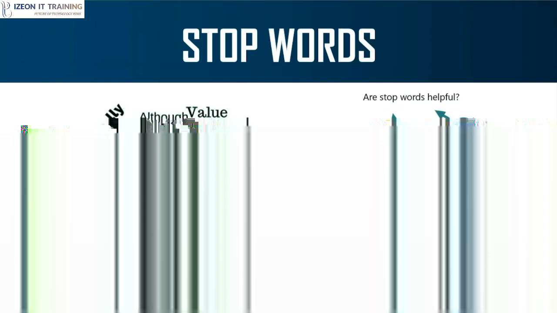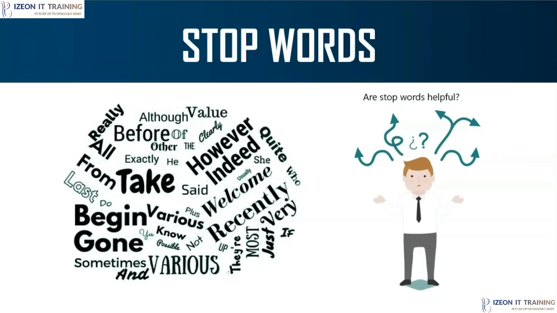Stop words are how, to, begin, gone, various, and the. All of these are stop words. They are not necessarily important to understand the importance of the sentence. So you get rid of these commonly used words so that you can focus on the actual keywords.